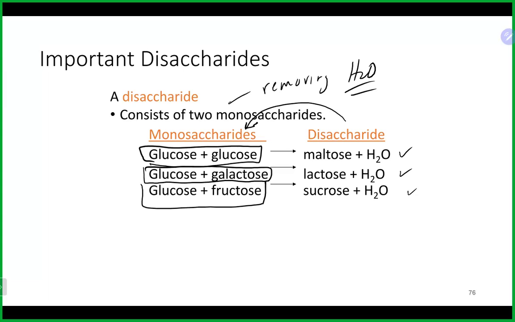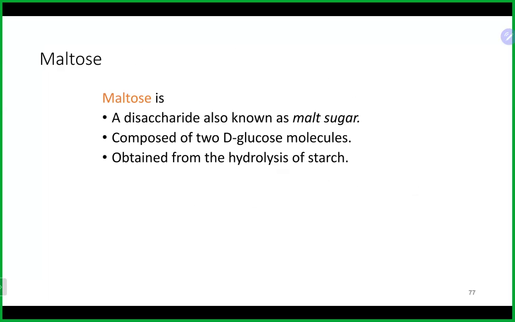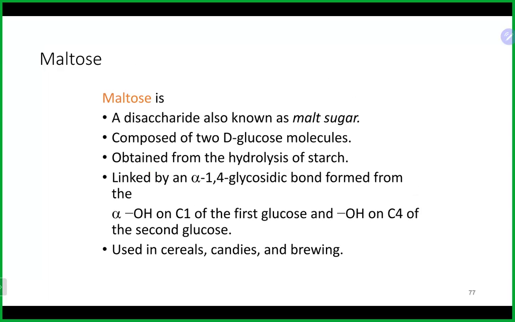It'll break it back into, say, two glucoses, a glucose and a galactose, a glucose and a fructose. So take a look at each of these a little bit more and just briefly talk about what is going on here. Maltose, first off, is a disaccharide. It's known as malt sugar. It is composed, as I mentioned, of two D-glucose molecules. It's obtained from the hydrolysis of starch.